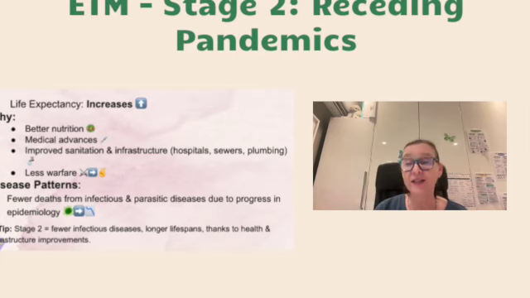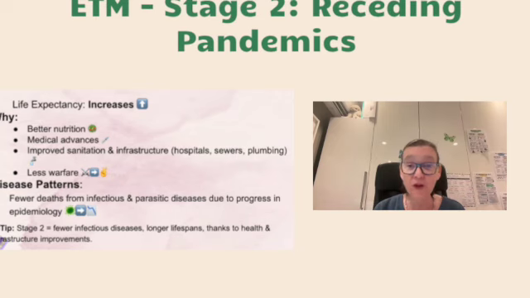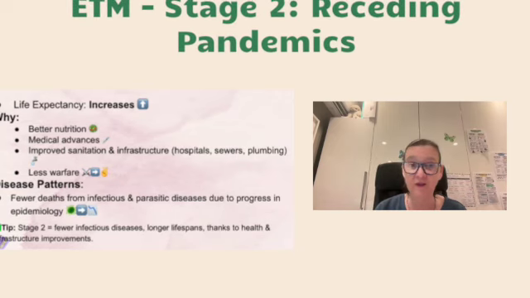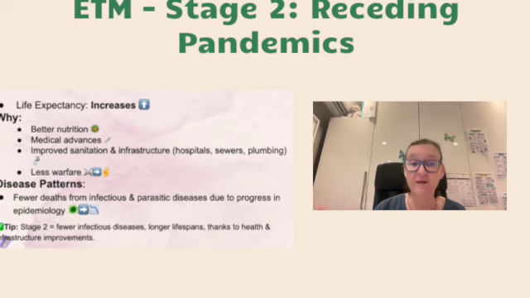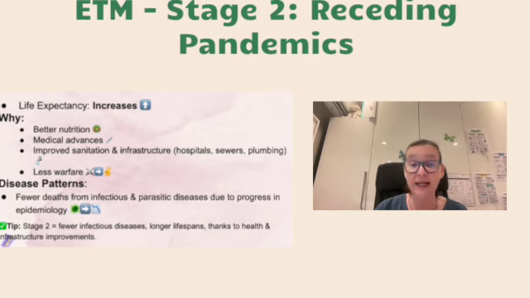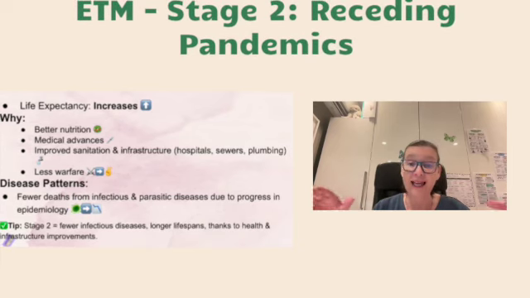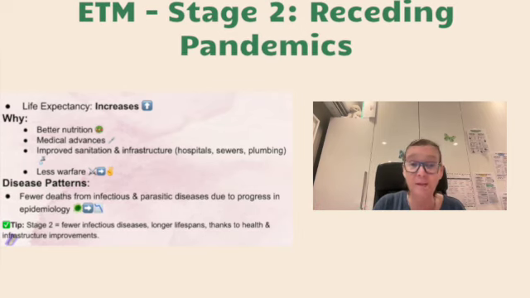As agricultural techniques improve, people have more reliable access to food, meaning stronger immune systems and fewer deaths from starvation. Second, medical advancements. That starts to make a really big difference here. Vaccines, basic medicine, a growing understanding of how disease spreads and how to control those outbreaks that once would have killed thousands of people.